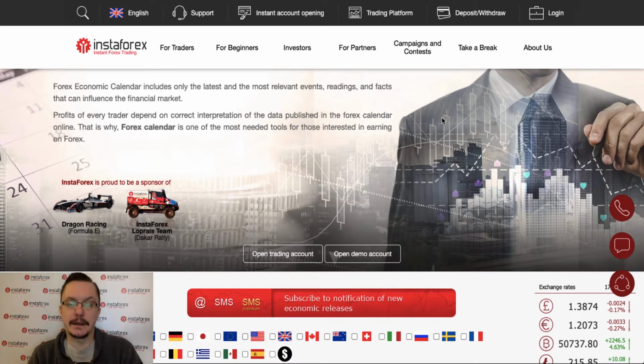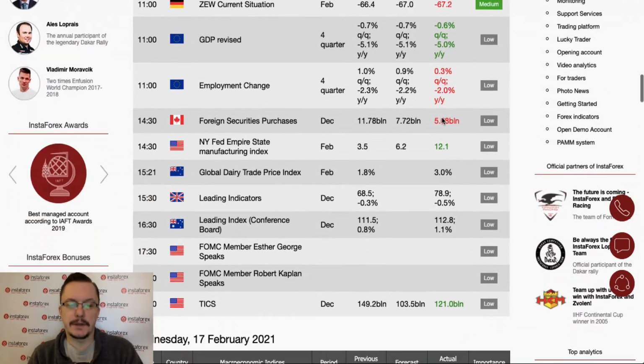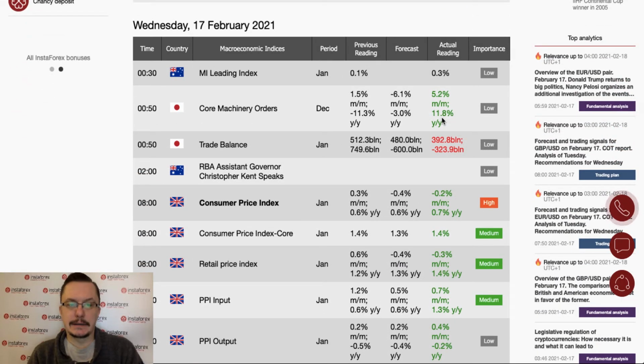Today is Wednesday, the 17th of February 2021. Let's take a look at the Forex calendar. What do we have here? On Wednesday, some data had been already published, of course, during the Tokyo session, but that wasn't anything interesting.